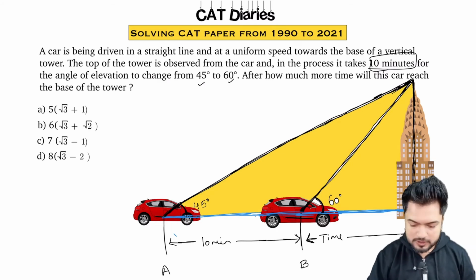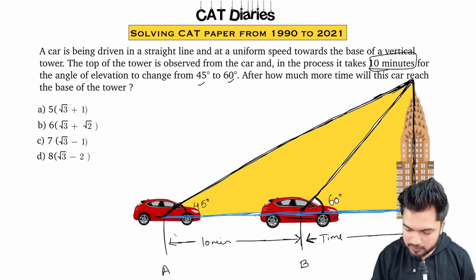How do you know that? Because this is 45 and this is the elevation. So this is the top of the tower. This has to be 90. And then this has to be 45. So it is a 45, 45, 90 triangle.